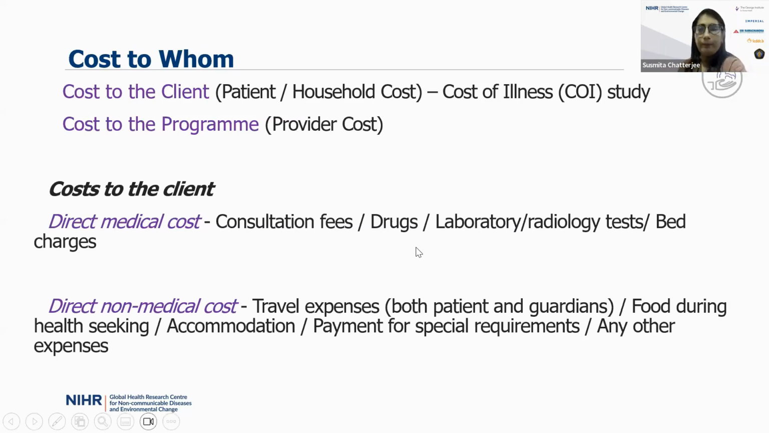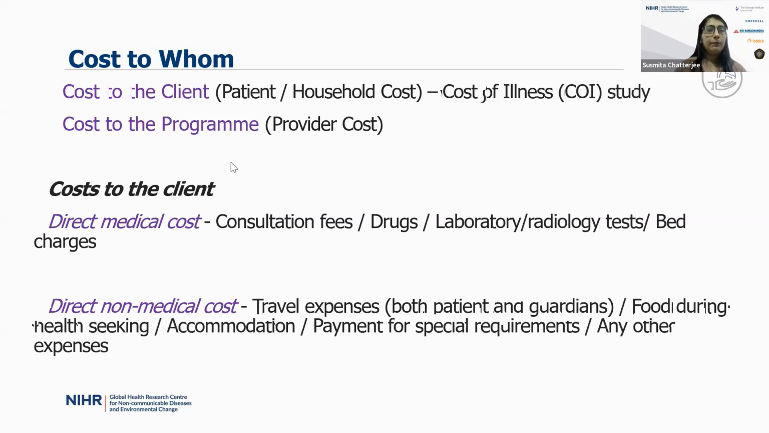Now, cost to whom? I talked about the perspective. Can anyone remember which one was the broadest perspective? Okay, great. Societal perspective. Why? Because societal perspective takes into account patient, provider, and of course third-party payer, whoever pays, that should come into a societal perspective. That's why it is the broadest perspective.